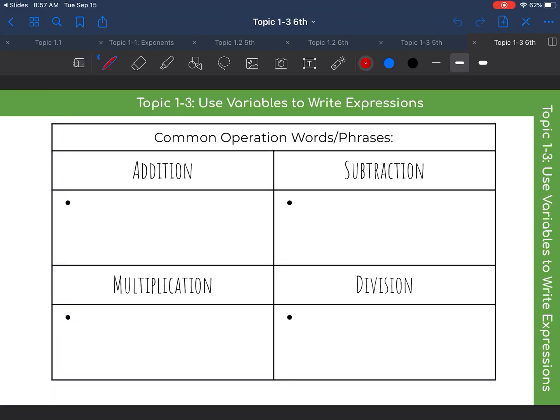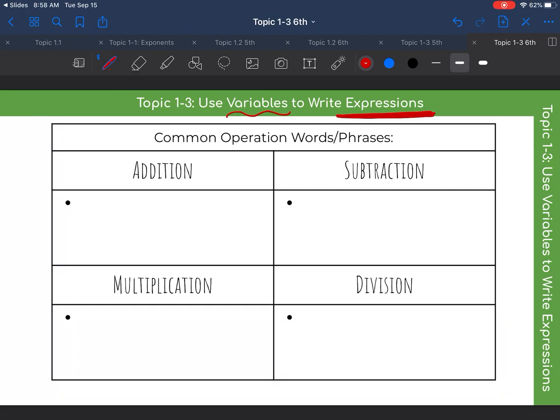Hello, sixth graders. So today we are going to start a new topic, or part of the topic. It's topic 1-3, and it's called use variables to write expressions. So an expression, we've been dealing with expressions. Yesterday when we were solving problems using order of operations, those were all expressions. And basically an expression is something that has variables and operations in a number sentence, all right?